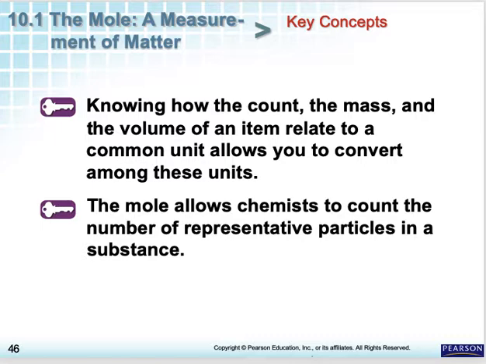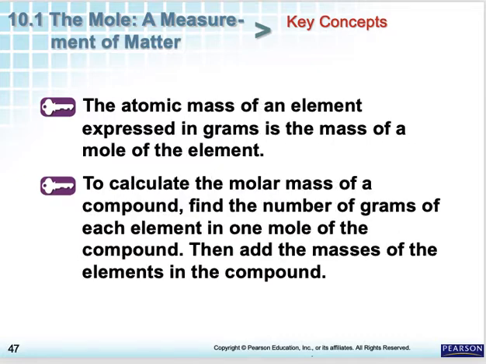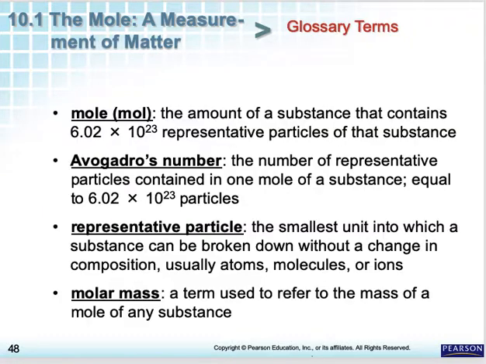Knowing how to count the mass, weigh the mass, and the volume of an atom or molecule are related, the mole allows chemists to count the number of representative particles in a substance. The atomic mass of an element in grams is the mass of the mole of that element. To calculate the molar mass of a compound, find the number of grams of each element in 1 mole of that compound, then add the masses of that element in the compound.